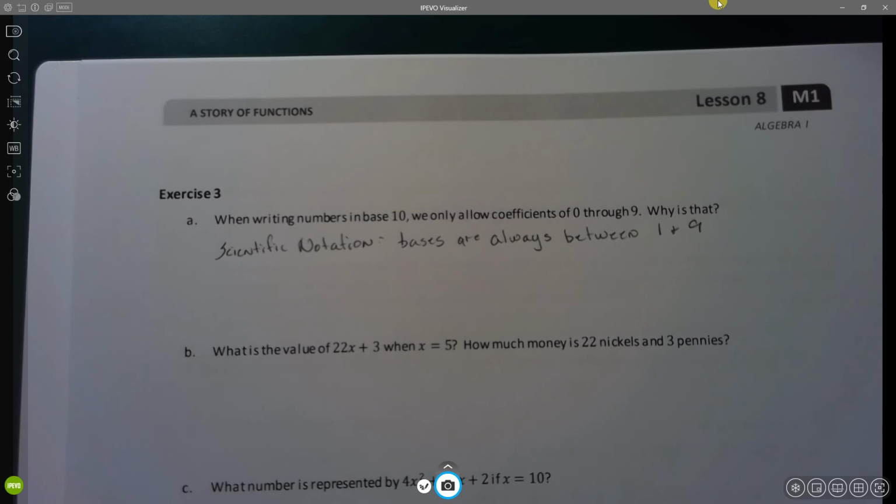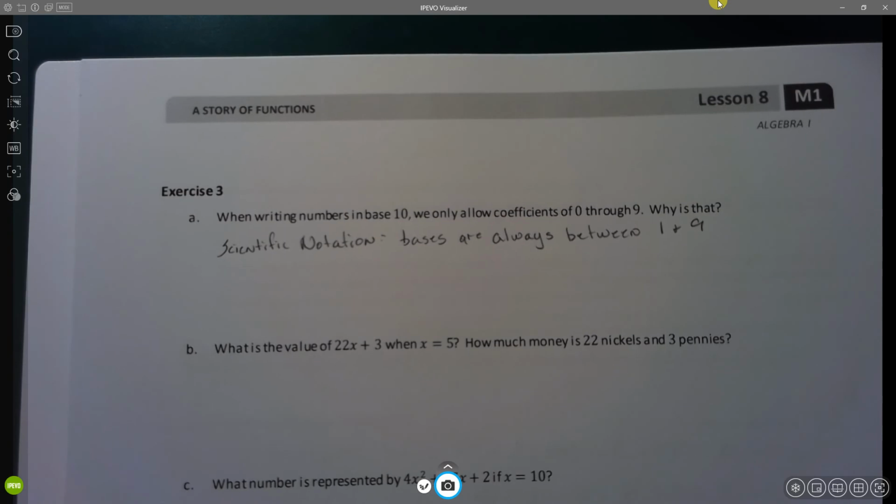It is a lot easier for us to manage with a scientific base of 1 or 0 through 9 than it is to deal with 20s or 40s or 60s. Okay? So it's just more of a simplification thing for us. It's to help us out and make things a little easier.